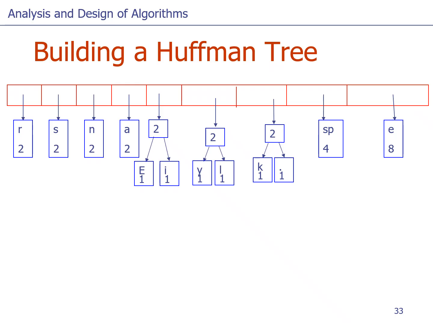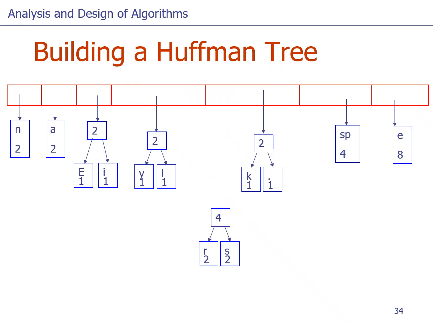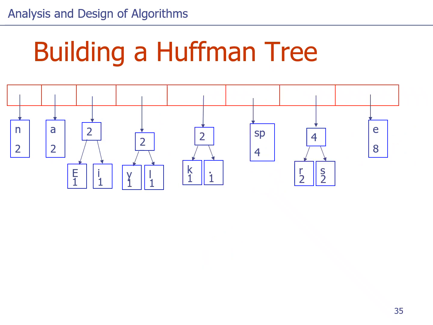I'll continue on. Which characters are going to be dequeued? It's going to be the R and the S. So I dequeue the R and the S. It's their turn now. I create a parent for them, and in the parent I insert the sum of the frequencies. I put it back in, and as you noticed, it's going in the right location just before the small e, because now I'm talking about frequency 4.